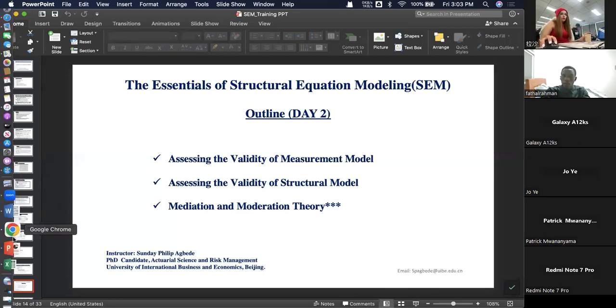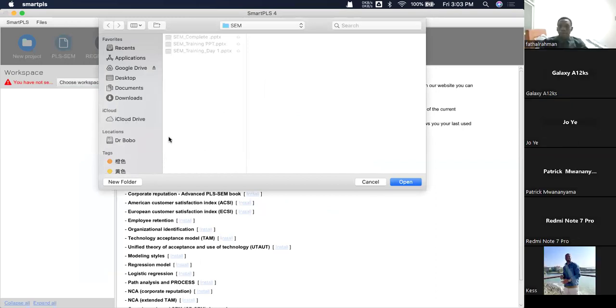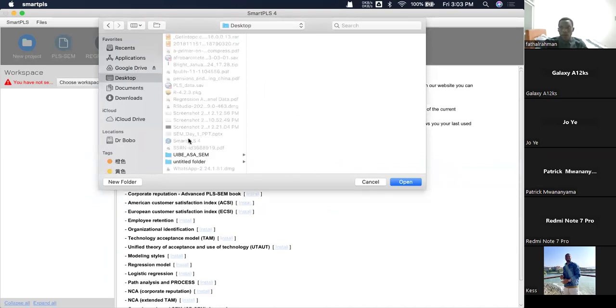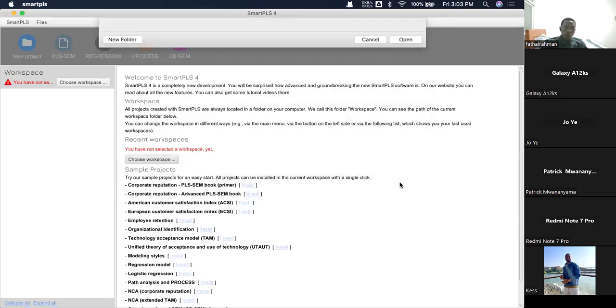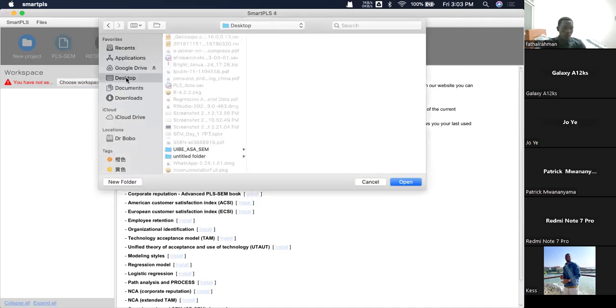So I'm also going to launch my Smart PLS and create a workspace. For those who didn't follow through yesterday, we were able to rectify it. I had to delete my previous project just to make this work, so I have to go all over it again. So if I create it here, I can create it there. I'm just going to drop it somewhere else, on my desktop.